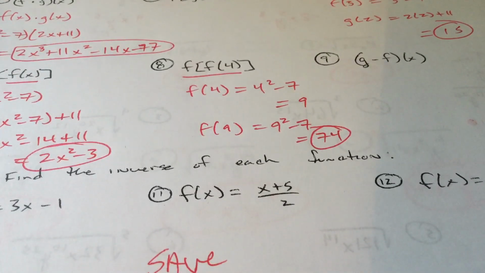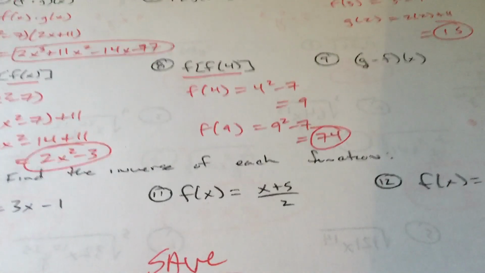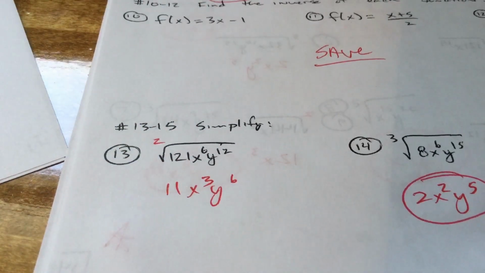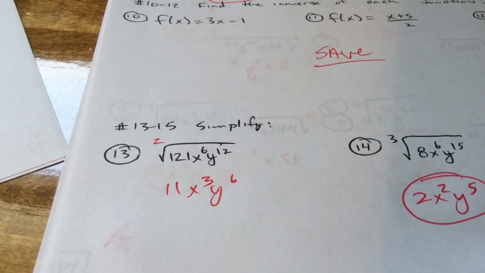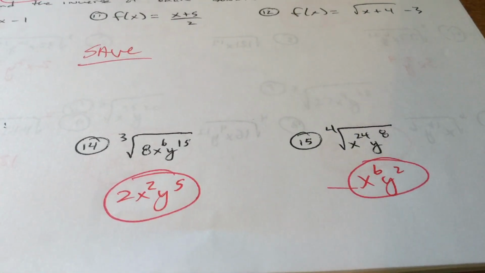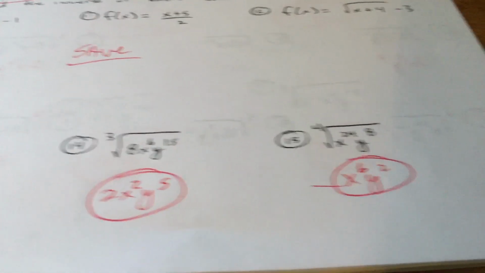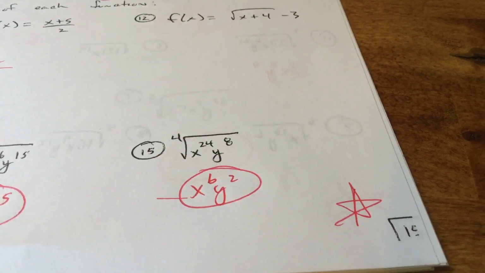All right, f of 4 is 9. Plug 9 in for x in the f equation one more time. Do 9 on your own. 13, just square root of 121 is 11. Divide the exponents. You know, divide the exponent with the root, that's what I mean. Cubed root of 8 is 2. 6 divided by 3, 15 divided by 3 for the exponents, and there you go.